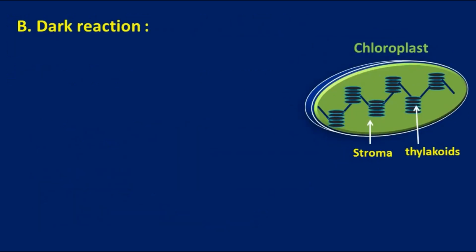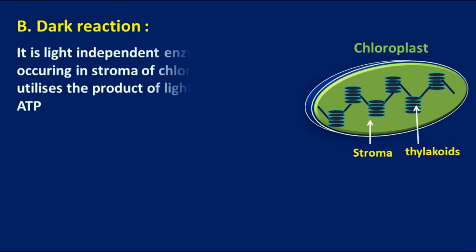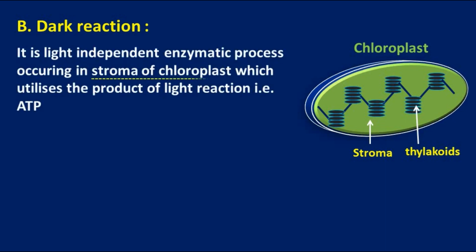Another phase is the dark reaction. In the dark reaction, light is not necessary. It means this phase is completed in the absence of light. It is a light independent enzymatic process that occurs in the stroma of the chloroplast, which utilizes the product of the light reaction. The product of the light reaction is ATP, chemical energy formed from light energy. This ATP energy is utilized in the dark reaction for the reduction of carbon dioxide to carbohydrate.